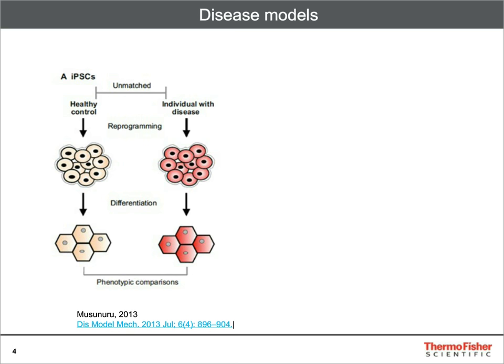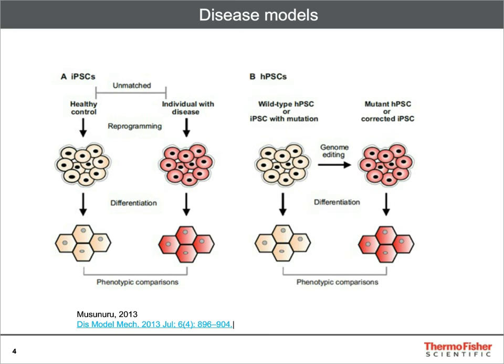So with genome editing, what you can now do is take wild-type human pluripotent stem cells, edit the particular gene of interest, and derive the mutant cell type. And now you can differentiate these wild-type and mutant iPSCs into the respective somatic cell types of choice and compare the phenotypes between the disease and the wild-type state. The beauty here is that the only change that you're looking at is the edit in that genome, and you're working in the same genetic background.